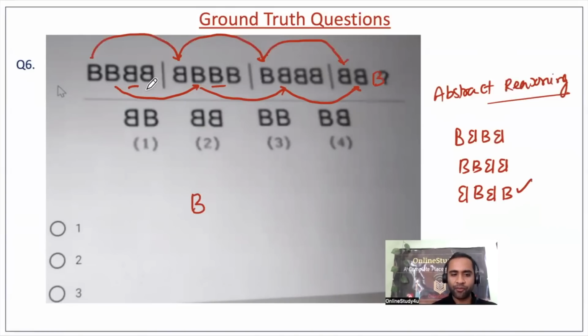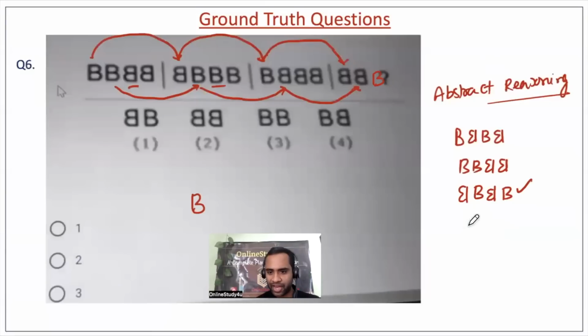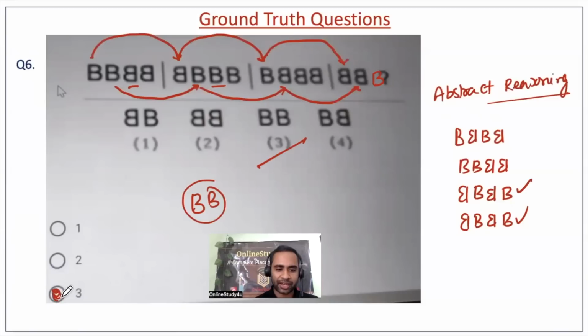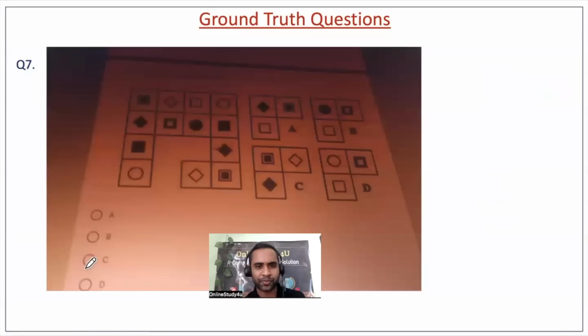Now the next, the fourth one, we will try to analyze. We have the opposite of B, and then again we have the correct B, then again the opposite of B, then again we will have the correct B. So basically BB is required. BB means option 3 will become the correct answer. This is how you have to analyze in abstract reasoning. If you do some practice, all the problems will become easier for you. Don't worry about that, friends.